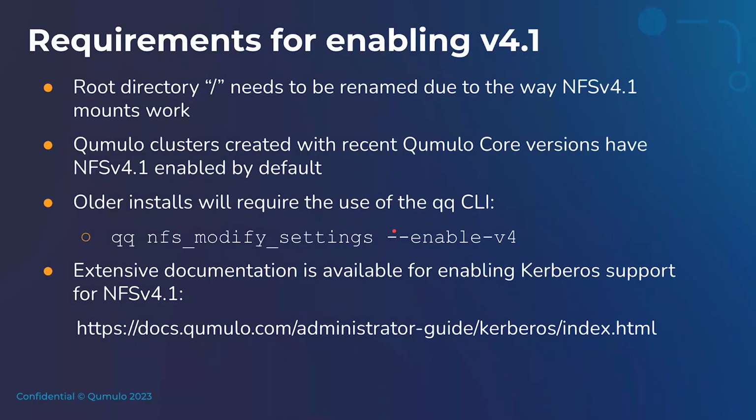So what are the requirements for enabling 4.1 on your cluster today? Well, probably the big one is that your root directory, the /share, has to be renamed just because of the way the 4.1 mounts work. You can't have the root directory be called root. So usually we end up just calling it /root. And if you're going to mount it over v3, then you're basically pointing it towards /root.